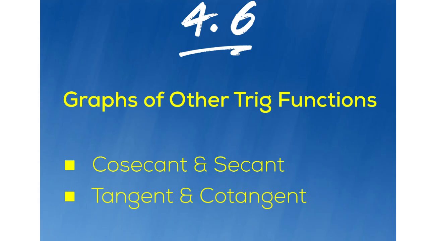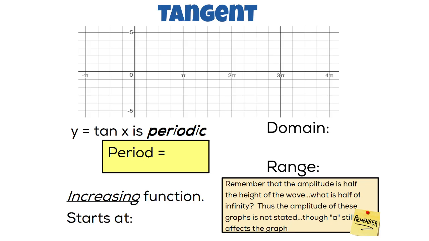As we're doing these graphs, I might recommend that rather than putting them in your notes, you put them on your master list where we put our original sine and cosine parent graphs. Go ahead and put these 4 new ones on that same sheet rather than in your notes. So let's start with tangent.